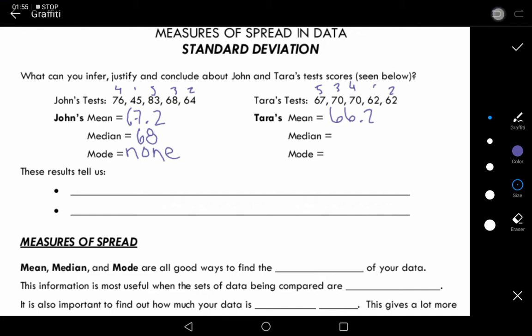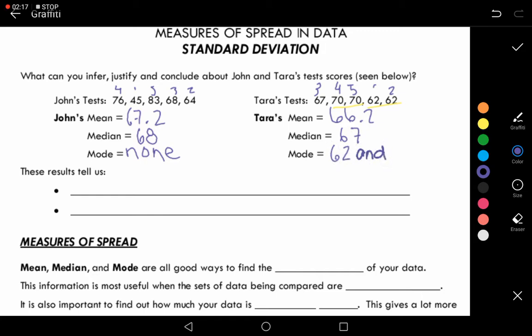I did not order that right. That's not right. 1, 2, 3, 4, 5. There we go. So the middle is going to be the third one, which is 67. And lastly, the mode is if we see a score coming up more than once. We can see we have 62 twice and 70 twice, so both of those would be our mode. So 62 and 70.